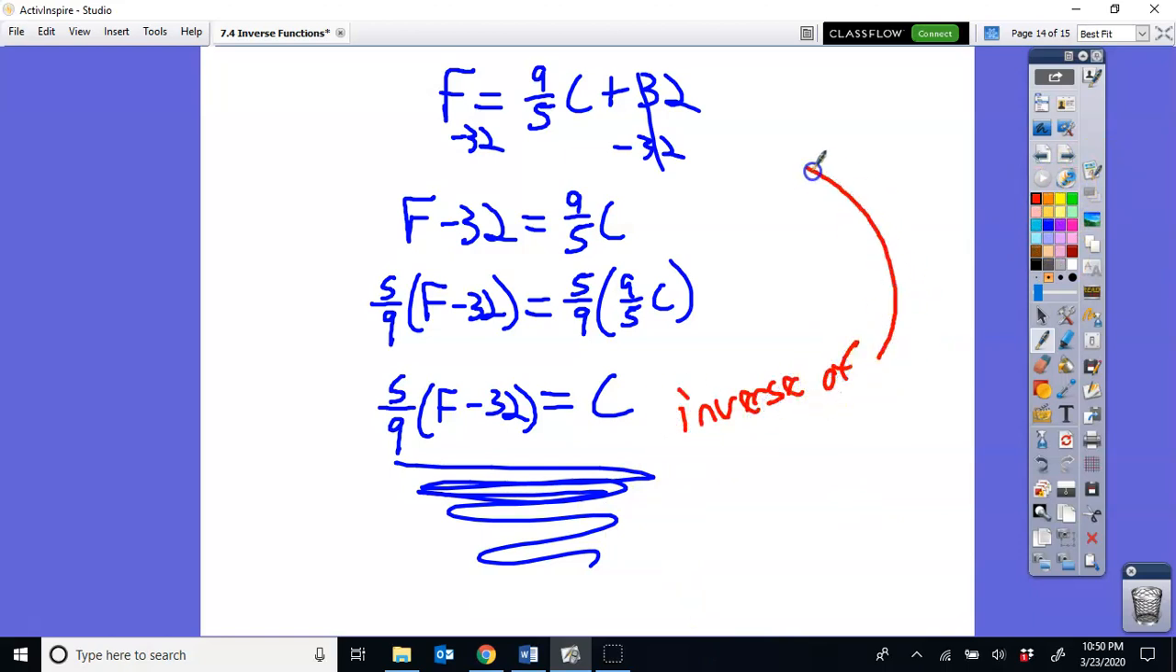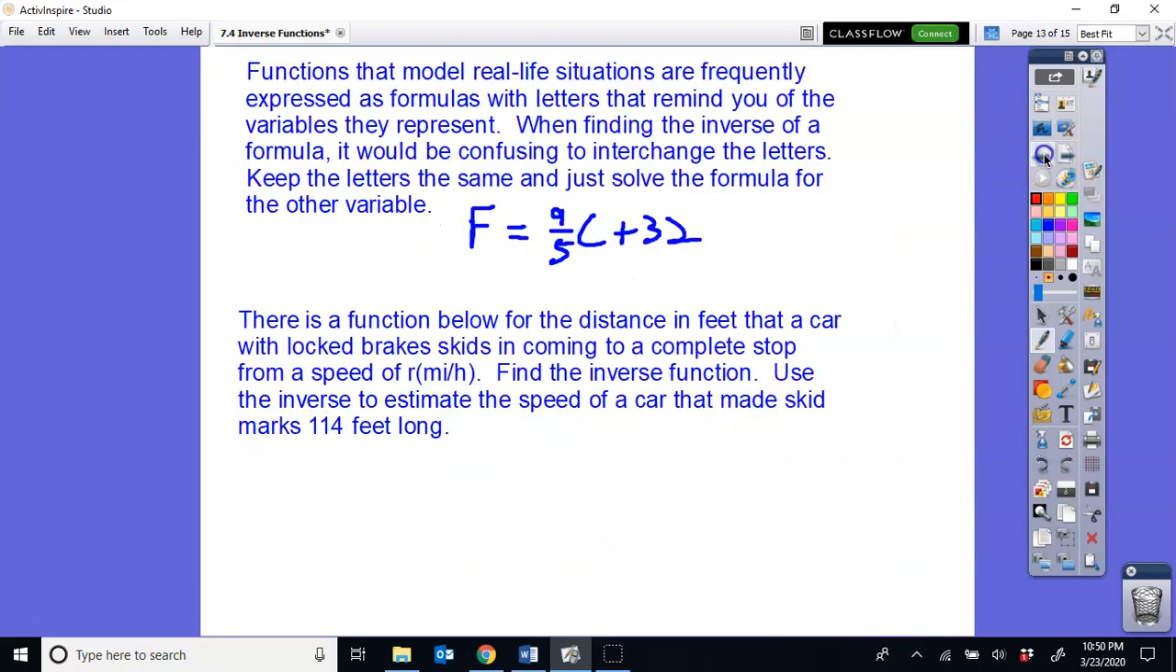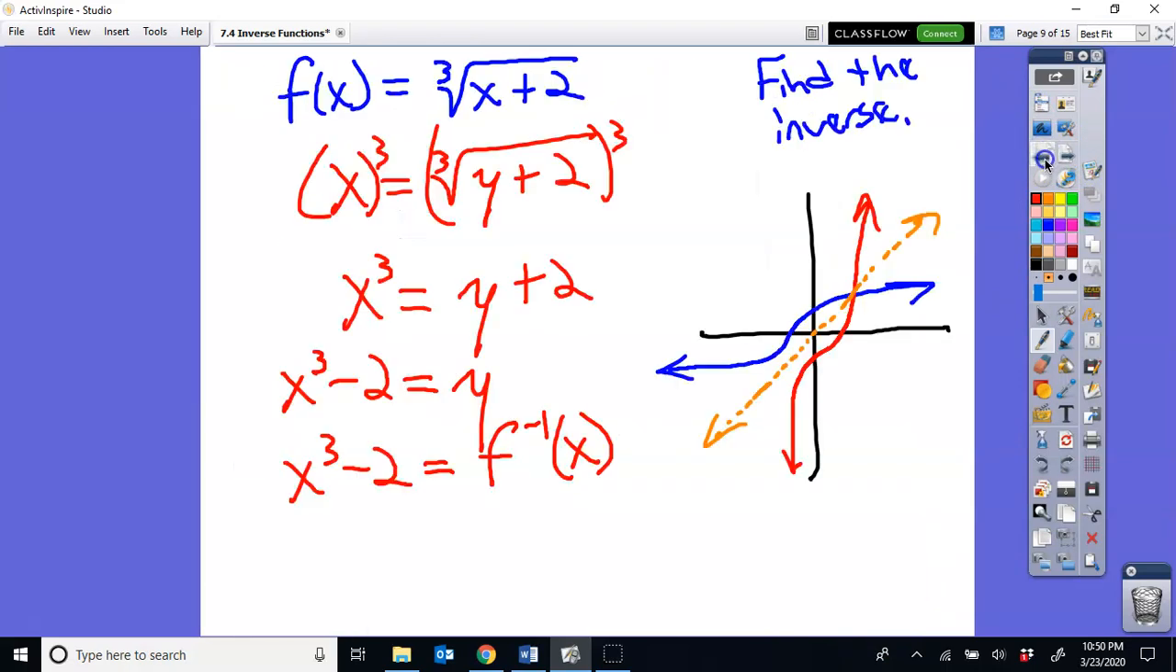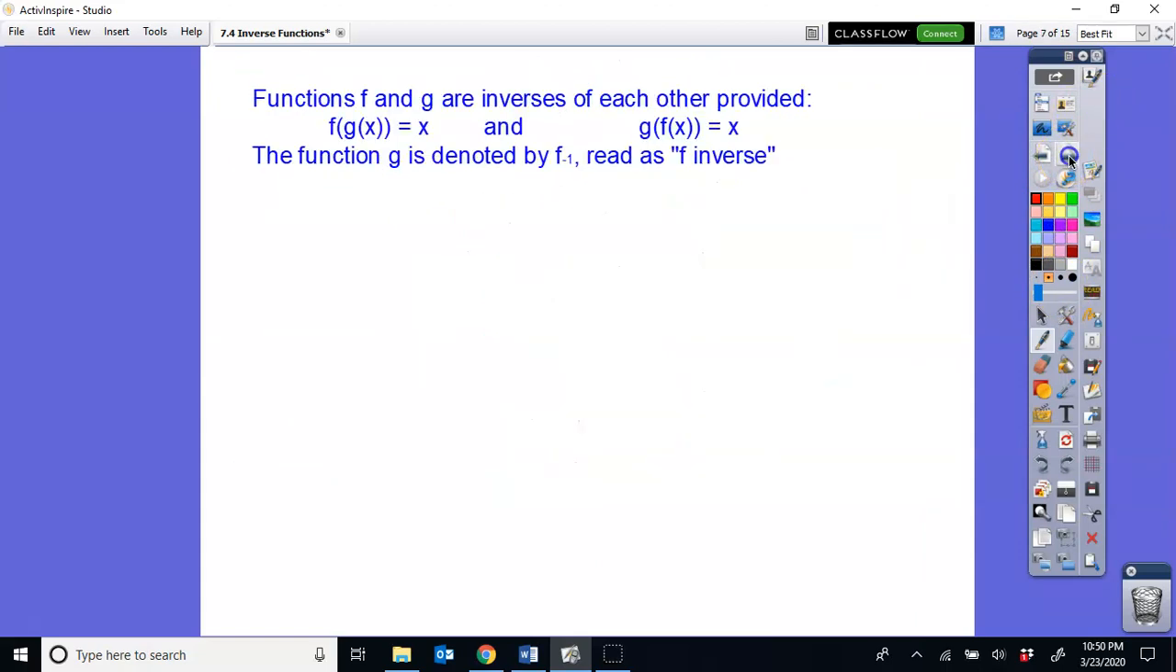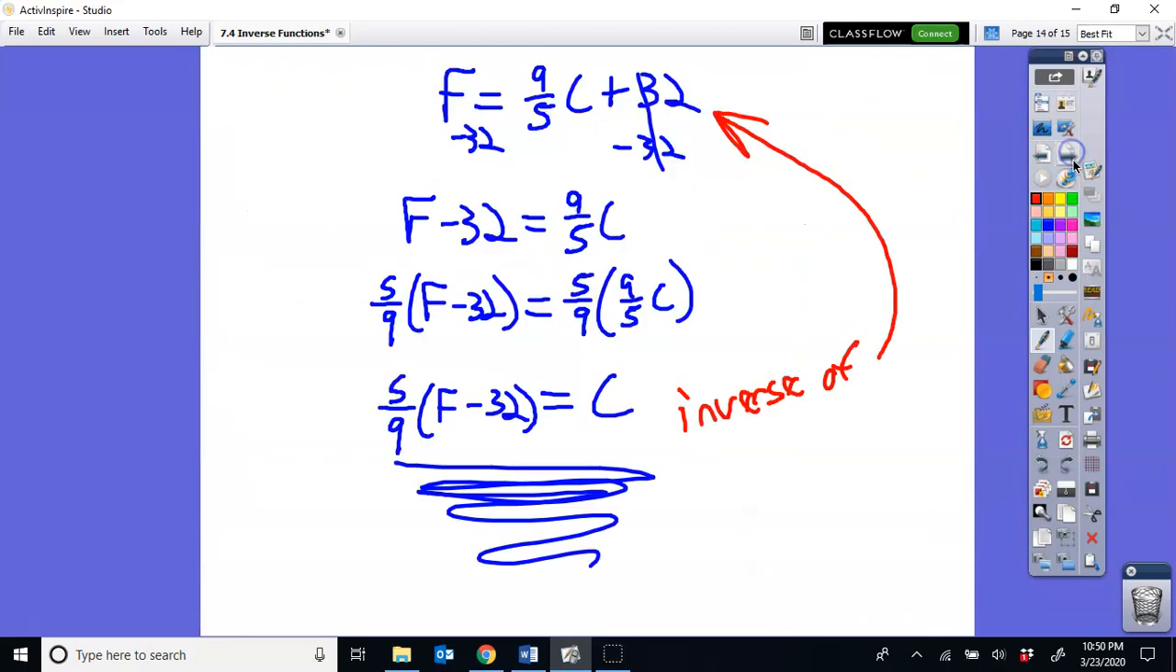But this would be a new formula for Celsius, but it is still the inverse of the original Fahrenheit problem. Just like we found the inverse when we switched the x and y in those other problems that were either nonlinear or linear, and we were trying to find the inverse. It's the same concept, you just don't actually switch the f and the c. So be careful with that when you're looking at the real world problems.